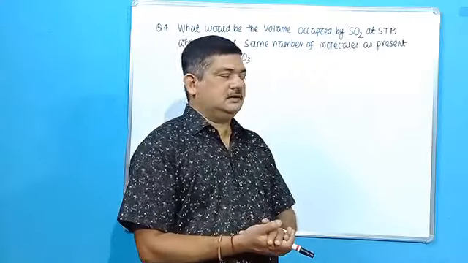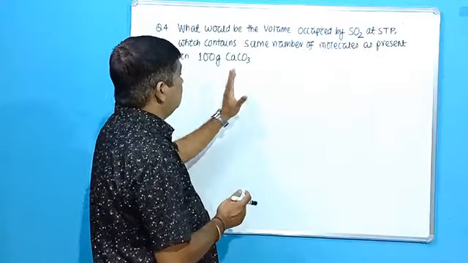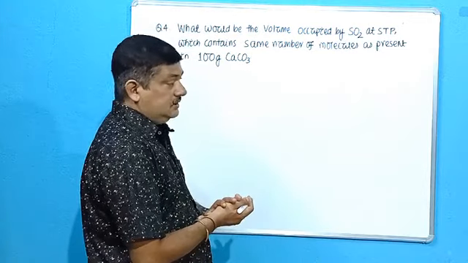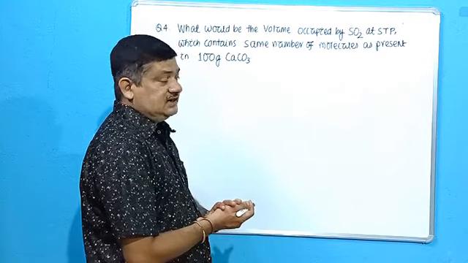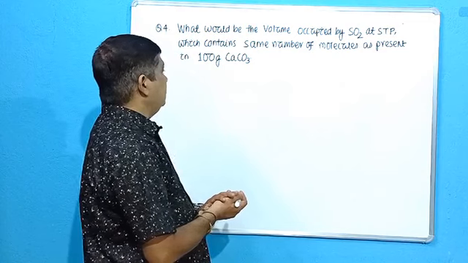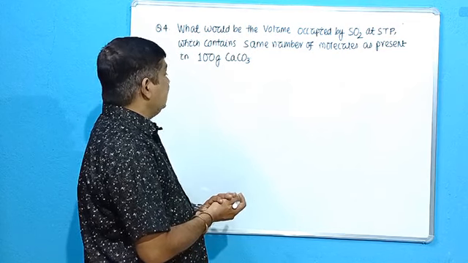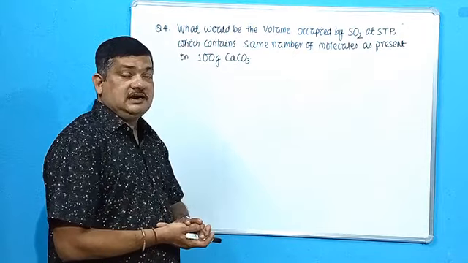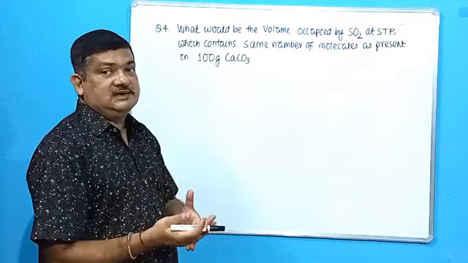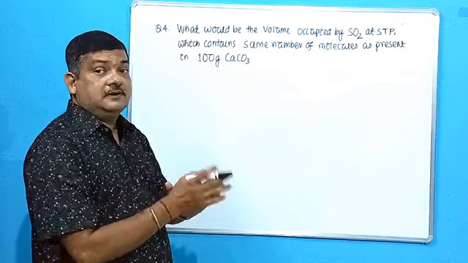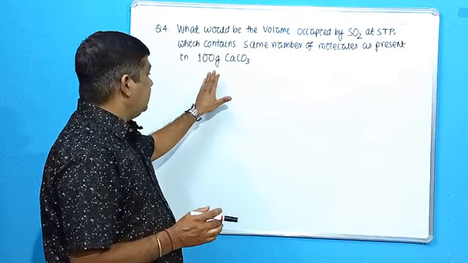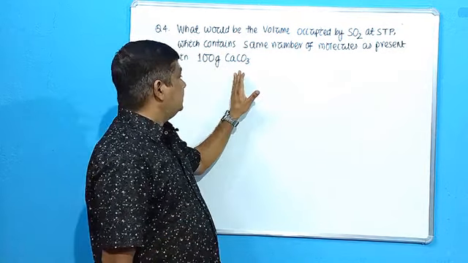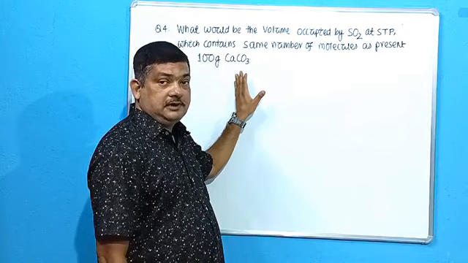Okay, so let's come to the last question. What will be the volume occupied by sulfur dioxide at STP, meaning standard temperature and pressure, which contains the same number of molecules as present in 100 gram calcium carbonate? So as I told you in the last class also, this question has two parts, but we will be solving it from the reverse side. Now first we have to calculate the number of molecules present in 100 gram of calcium carbonate. Why?